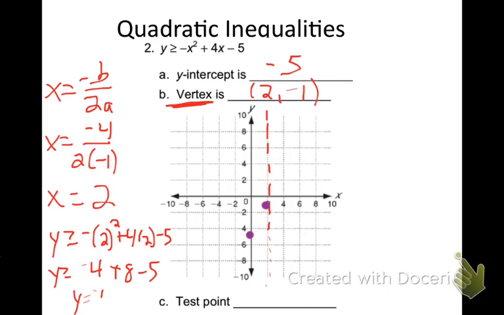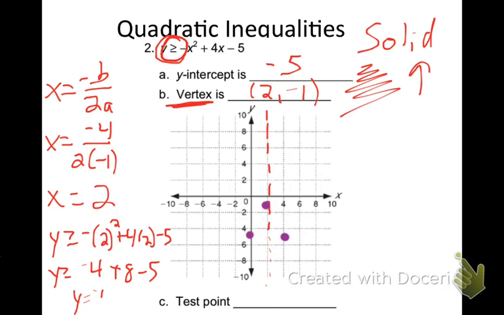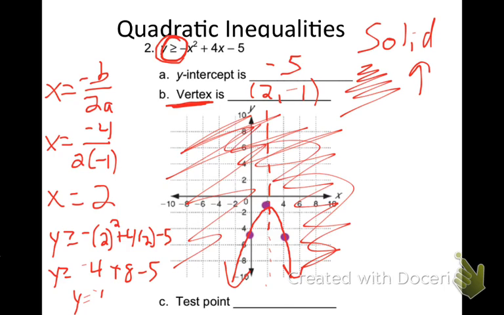After I plot the y-intercept, then I also need to plot the... Plot the what, Shane? Opposite. Goes right across. Good work. Now I'm going to look at my line. It says greater than or equal to. That'll be a solid line, and I shade above or below? Above. And I shade above. So this is a solid line, a solid parabola. And I shade everything above where my parabola is.